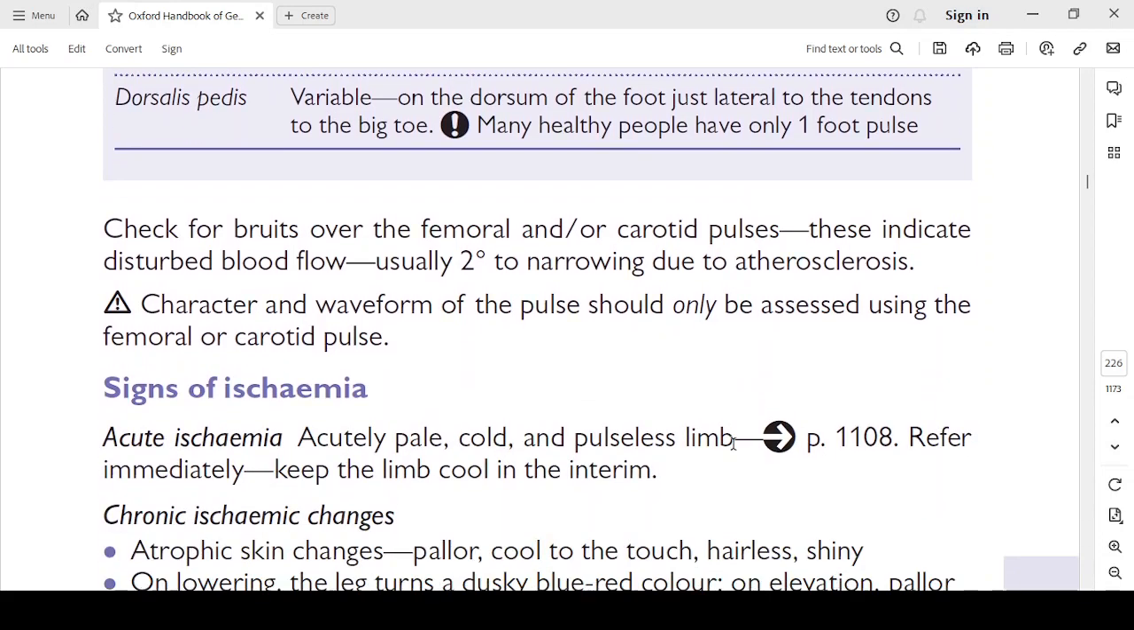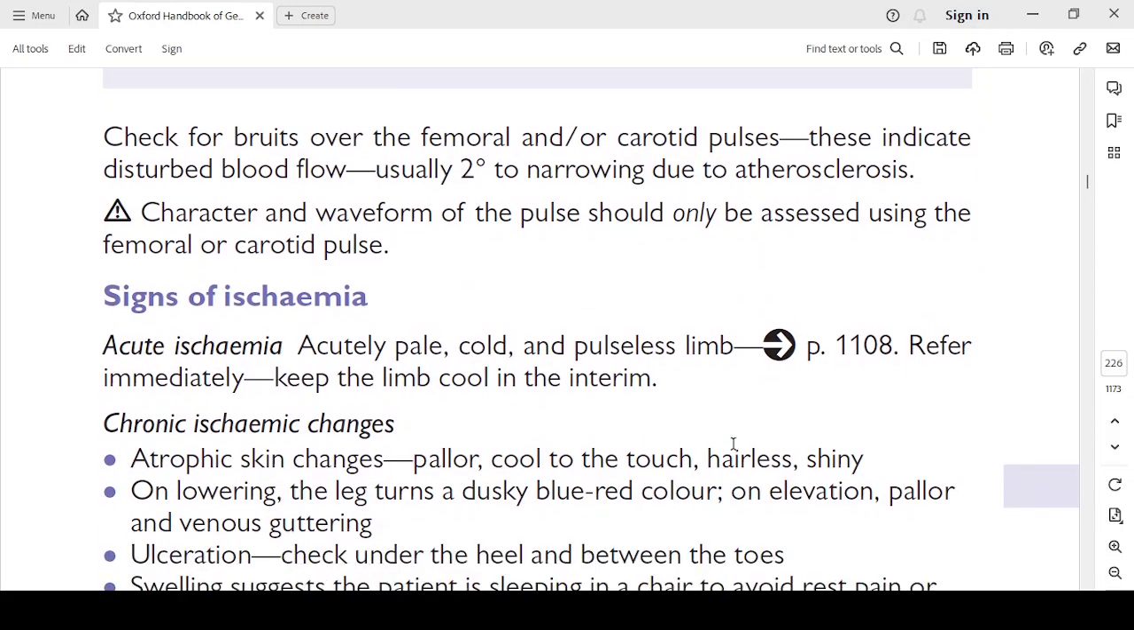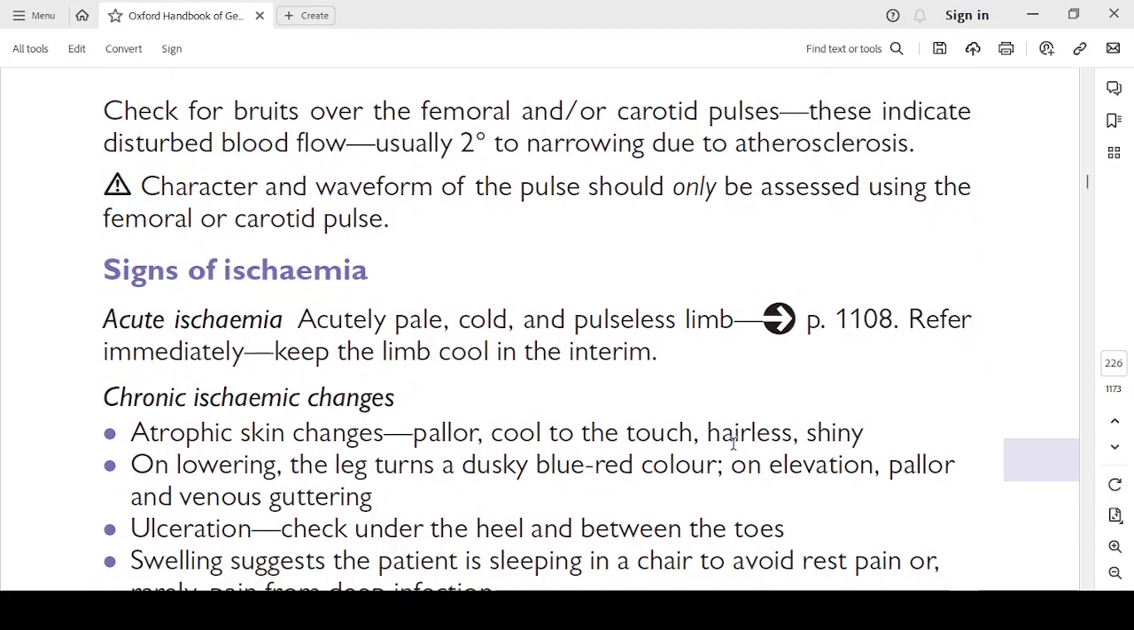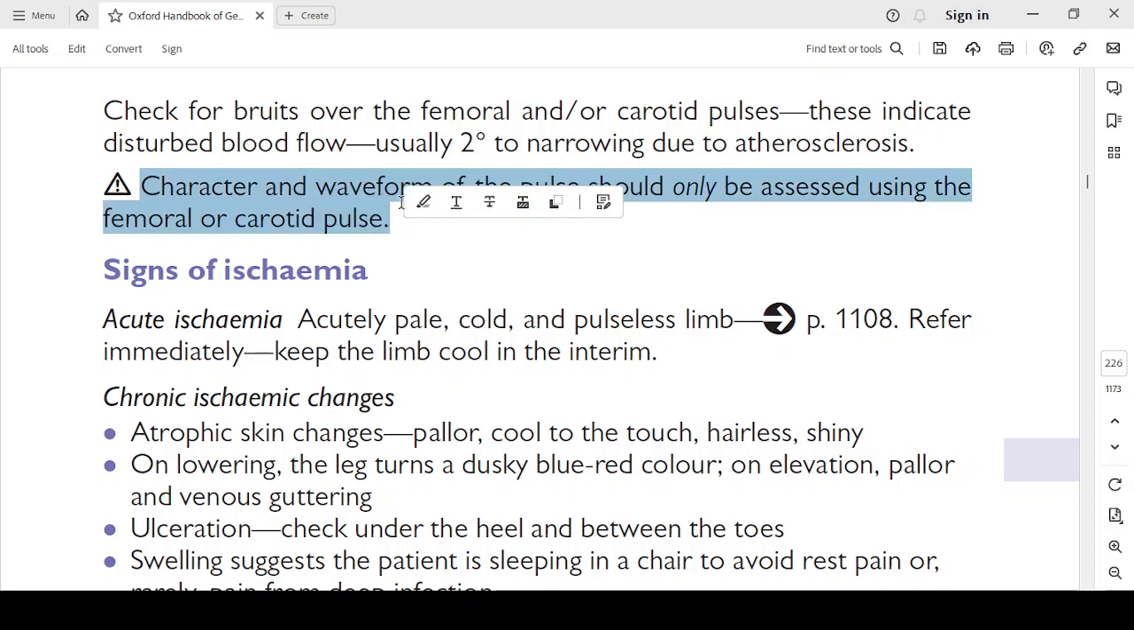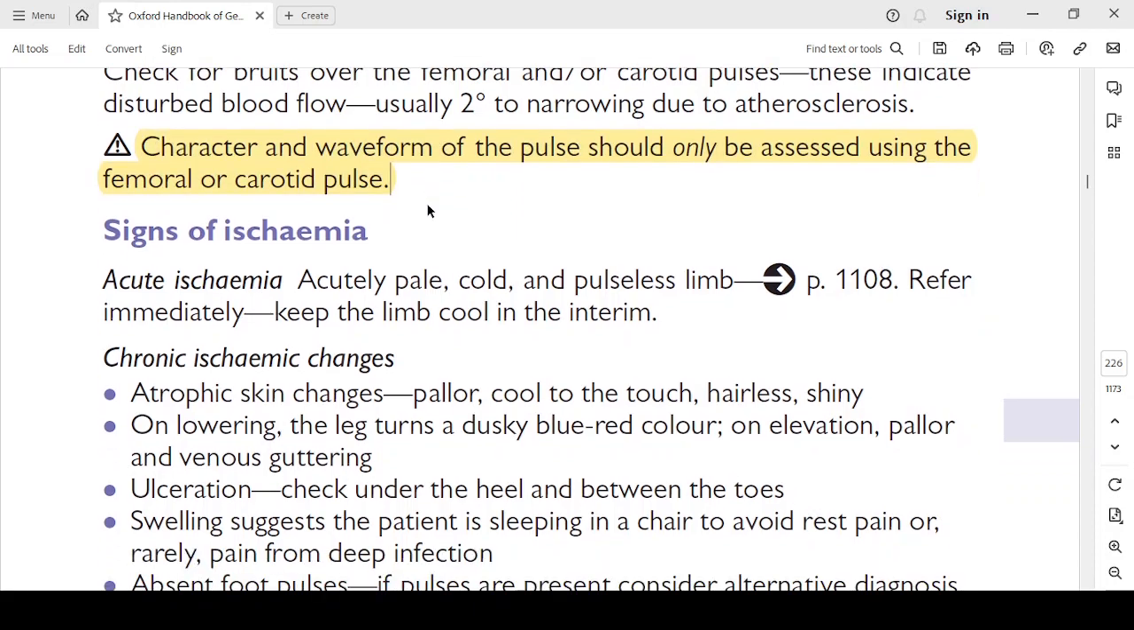Check for bruits over the femoral or carotid pulses. These indicate disturbed blood flow. So any femoral bruit or carotid bruit result indicates disturbed blood flow, usually secondary to narrowing due to atherosclerosis. Character and waveform of a pulse should only be assessed during femoral and carotid pulse.